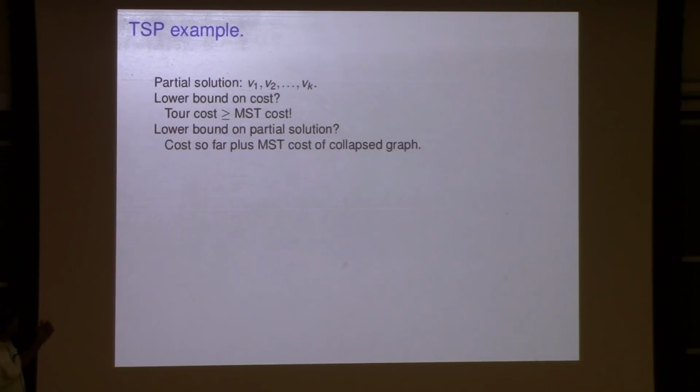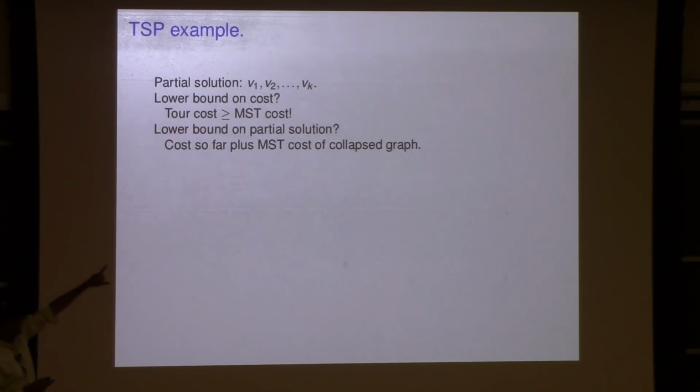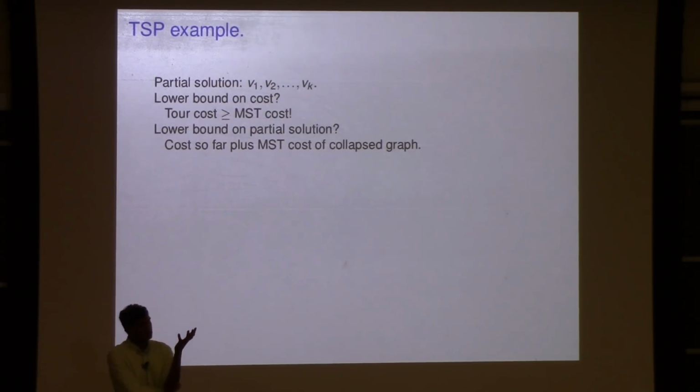So it's also true that if you've already visited a lot of them, and you collapse those nodes into one, and then take the MST of the remaining graph, that's a lower bound, and now you sum the cost. The cost so far, the cost of visiting those first k, plus the cost of the MST for the rest of it is a lower bound on any future solution. This is a little bit cool, right? You're not just using the cost so far as a lower bound, how much you paid already, but we can also use the MST as a lower bound on the future cost.